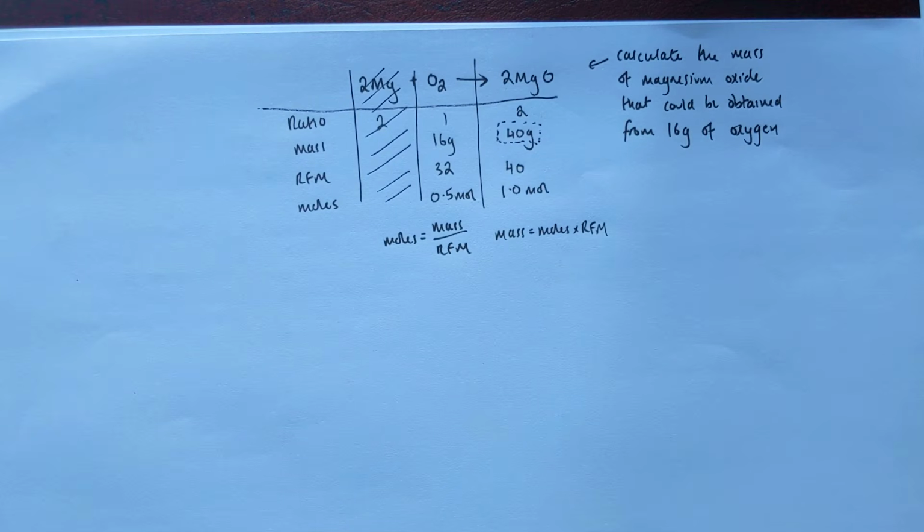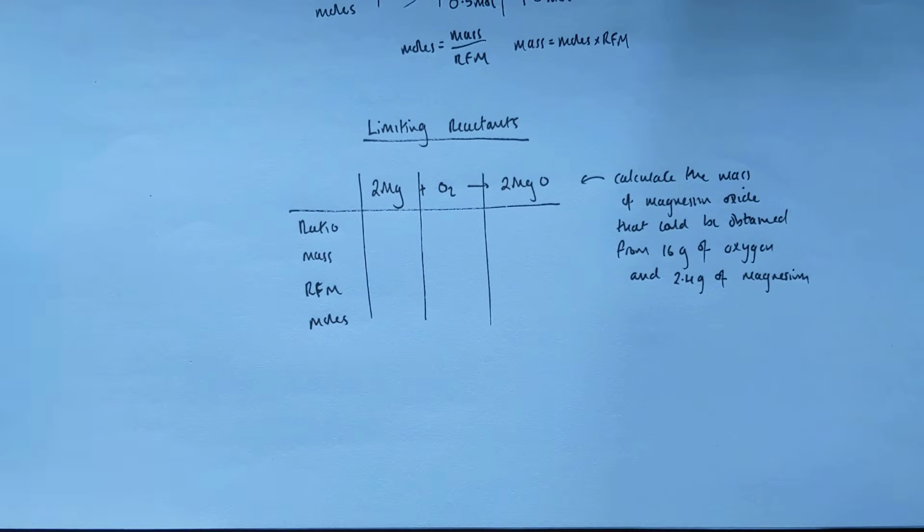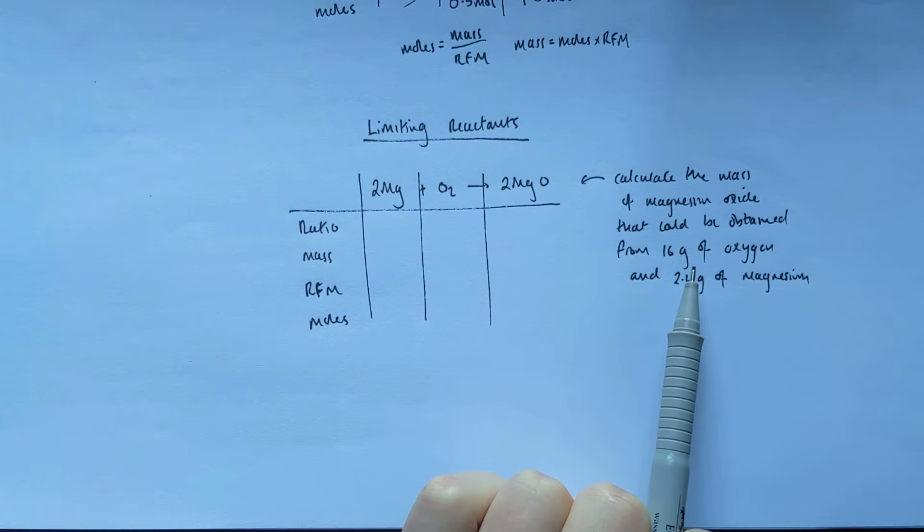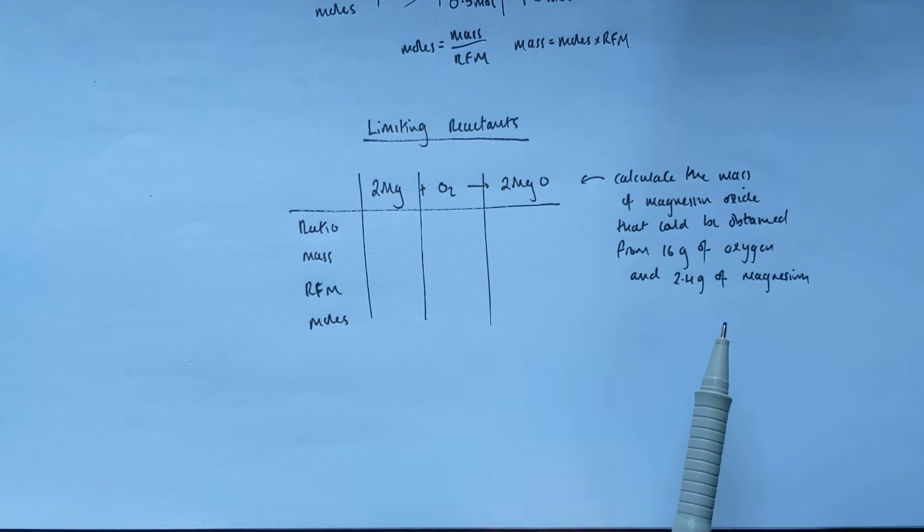Now there is one slightly harder style of calculation which is very similar. It's known as a limiting reactant question. This question looks very similar to one we did before, but it's got one crucial difference. Again, I have to work out the mass of magnesium oxide, but in this case, instead of just having the mass of one reactant, 16 grams of oxygen, I've got a mass for both reactants, so I've got 2.4 grams of magnesium. So that's how you spot this as a harder style question.